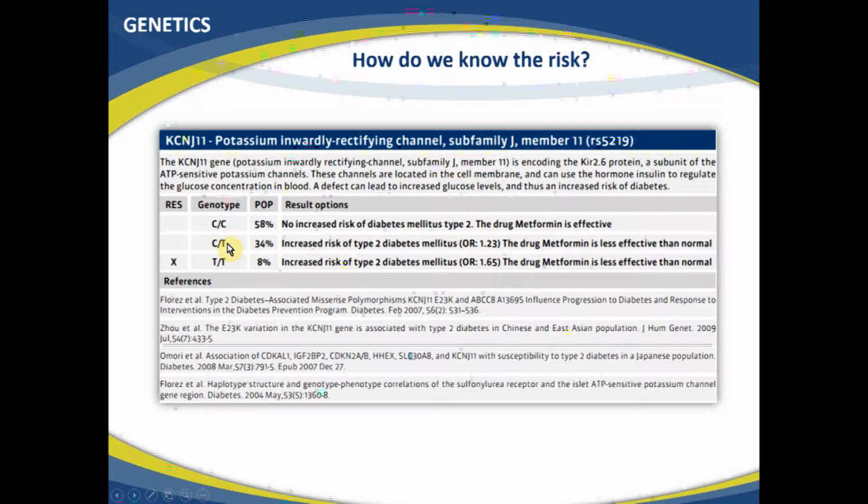As I said, 2 Cs or 2 Ts, or 1 C and 1 T. That's the 3 options that we have. And here you see that's the result. So this person has TT. Now this percentage here tells you how many percent of the general population also have this genetic variation. So this person has a TT, and 8% of the general population also have a TT in this gene.